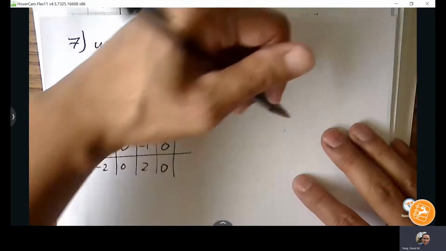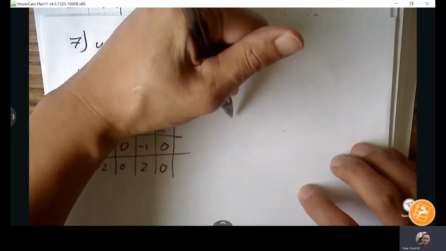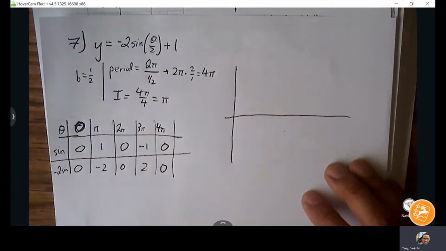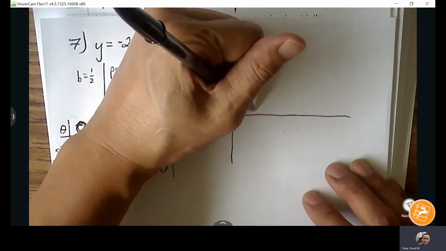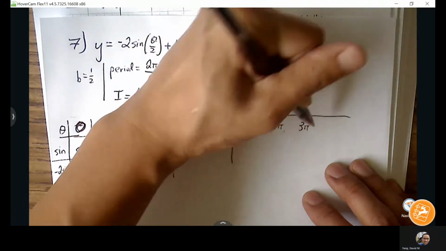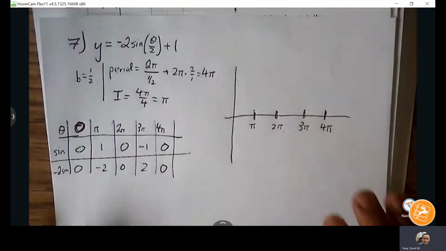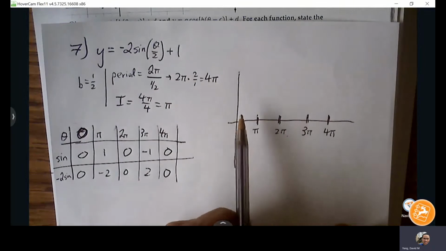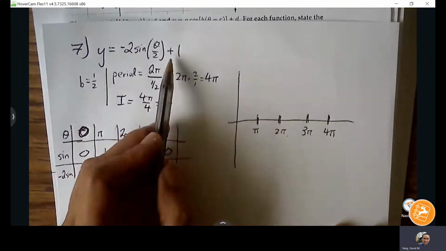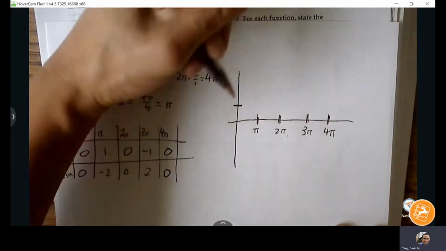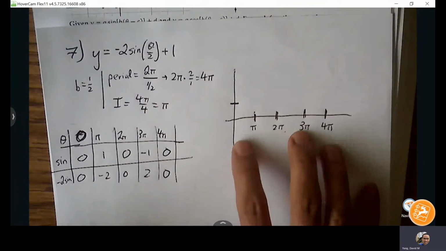So let's set up the graph, but now we're going to talk about what to do with that vertical shift. No phase shift, so we can just mark our intervals from 0 all the way to 4 pi. Okay, so this is what's new about this vertical shift. Everything is going to have to go up 1. We're going to see +1 there. You're going to draw a dotted line across y = 1.